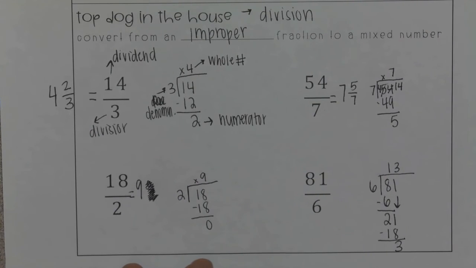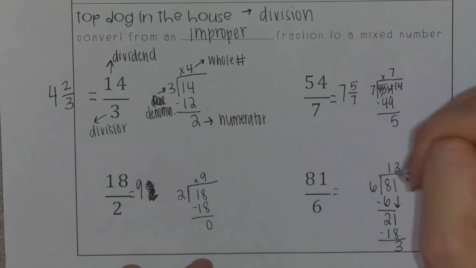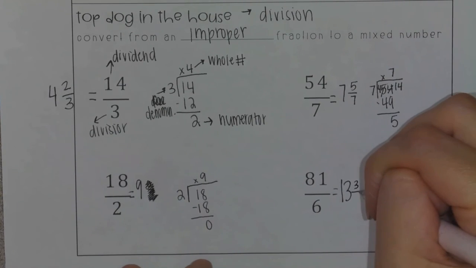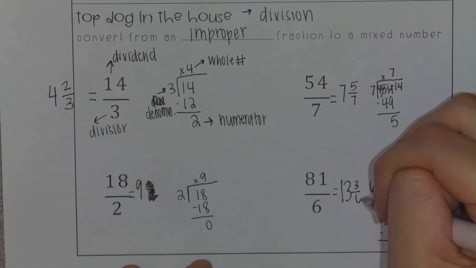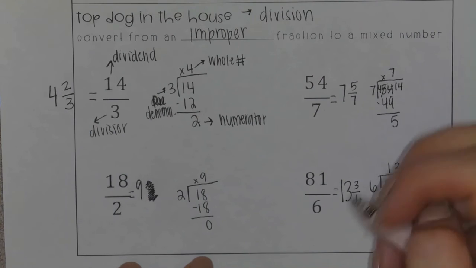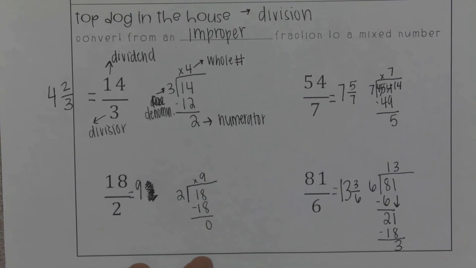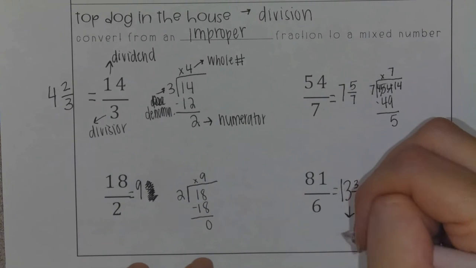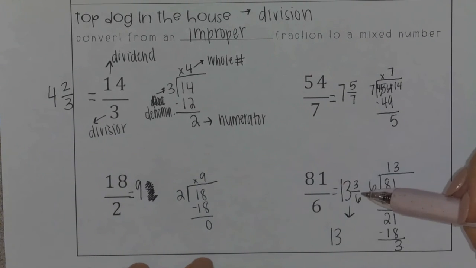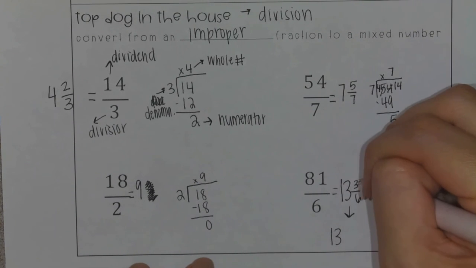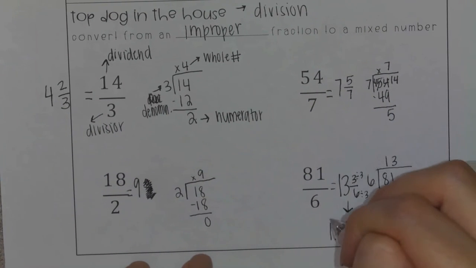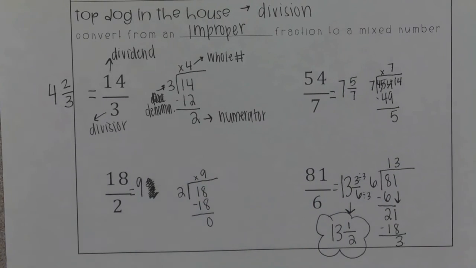And again, remember, I can stop because I can write a fraction. So my quotient is my whole number. The remainder is my numerator, and my divisor is my denominator. So I get 13 and 3 sixths. But this can be simplified. My whole number stays the same, but 3 and 6 have the number 3 in common. So 3 divided by 3 would give me 1. 6 divided by 3 would give me 2. So I get 13 and 1/2 as my final answer.